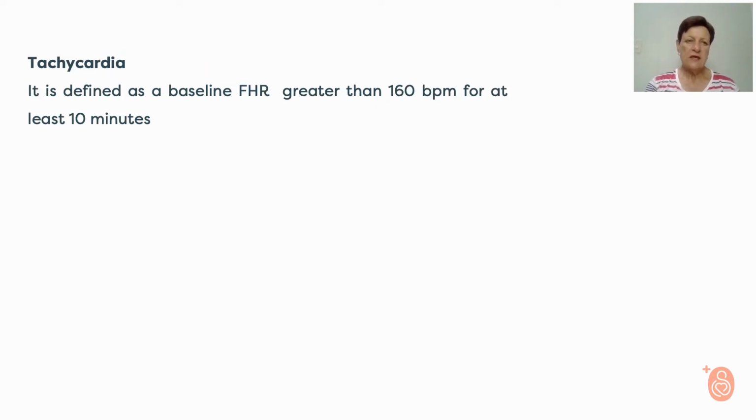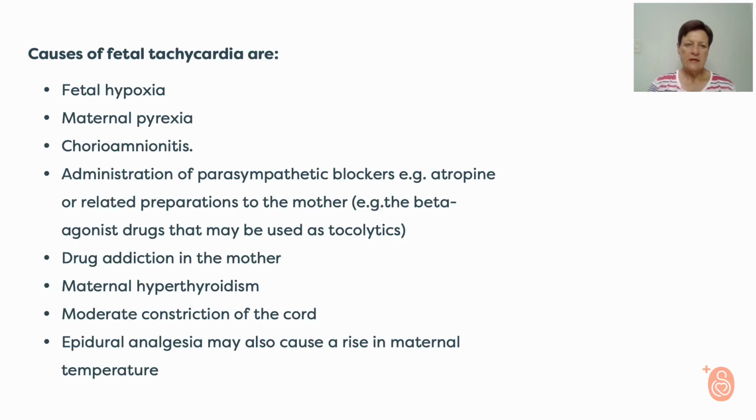Then our second type of abnormal baseline fetal heart rate is tachycardia. That is where the fetal heart rate is greater than 160 beats per minute for longer than 10 minutes. And here are all the causes of fetal tachycardia. Fetal hypoxia is one of the main.